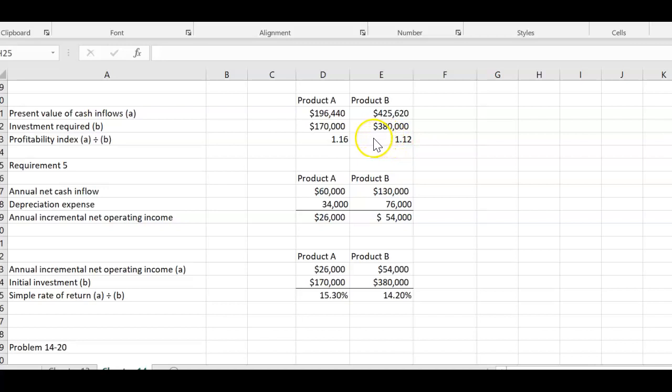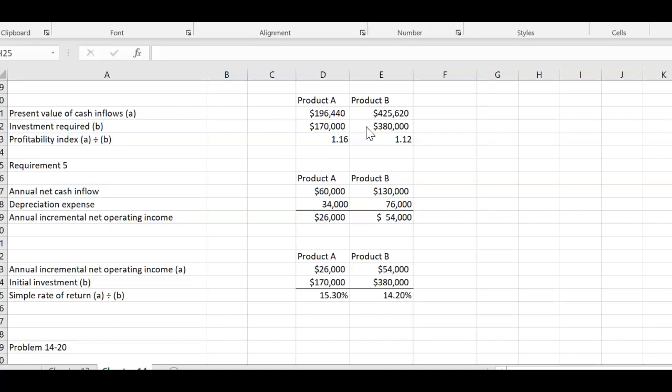Product B, if you again go up to requirement 2 for the present value of the inflows, is $425,620. The investment is $380,000. So the profitability index would be 1.12.